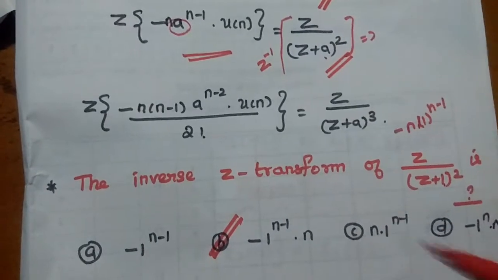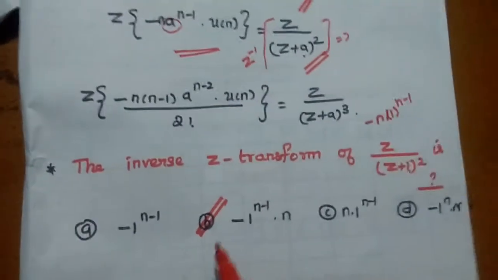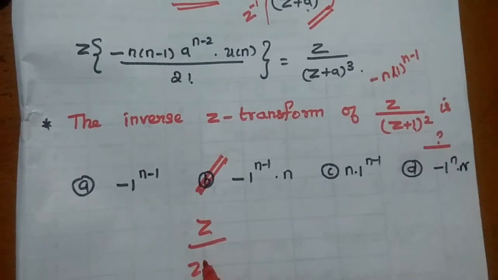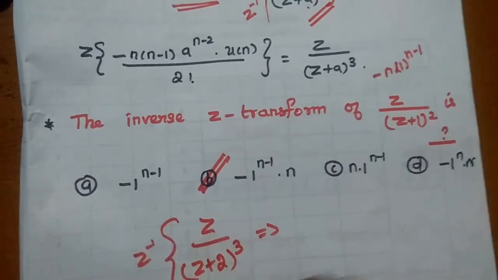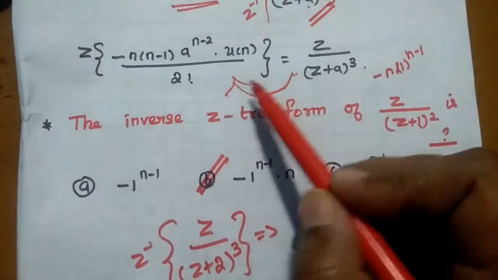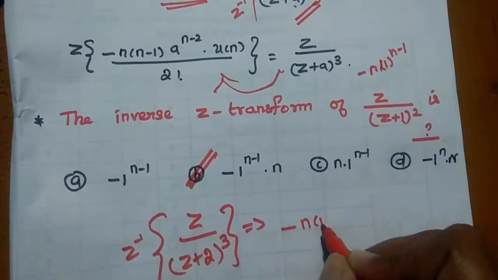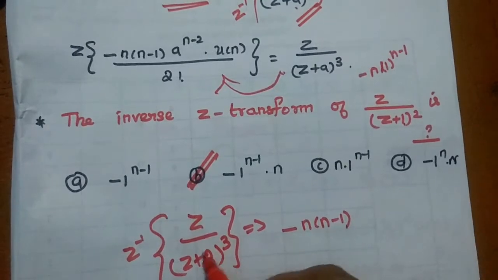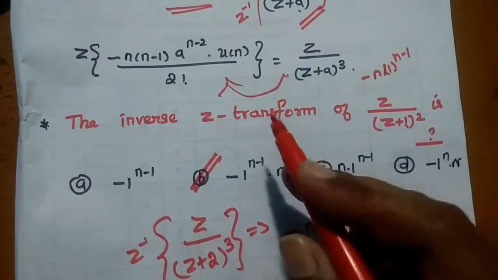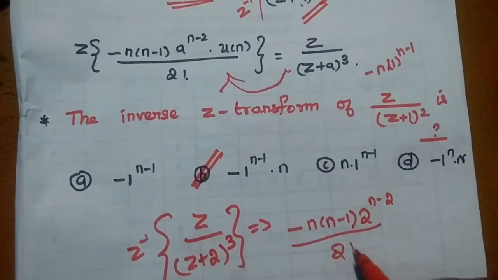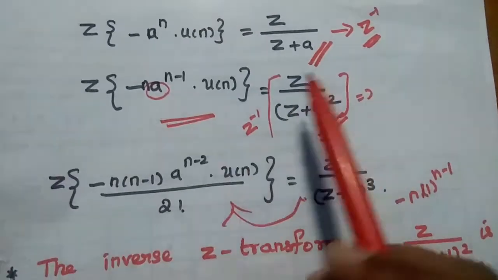Suppose in the examination they might ask the question like this: find the inverse Z transform of z divided by z plus 2 the whole power 3. What is the answer? You should remember the concept. Here we can write minus n into n minus 1. Instead of a, we are having the value 2, so 2 power n minus 2. u of n value is 1, divided by 2 factorial. So this is the answer. You should remember these formulas.